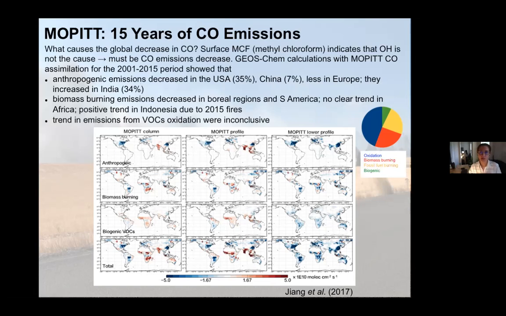They didn't see a clear trend over Africa, and the trend over Indonesia was increasing, but it was probably because of the 2015 fires. So that's a big outlier. So it's a bit more uncertain. And trends in emissions from oxidation were not clear from the results from this study.